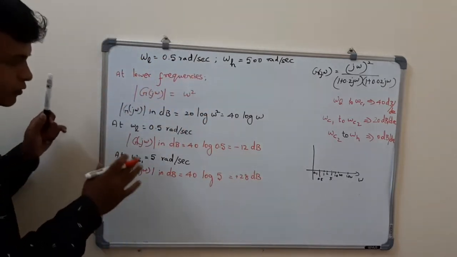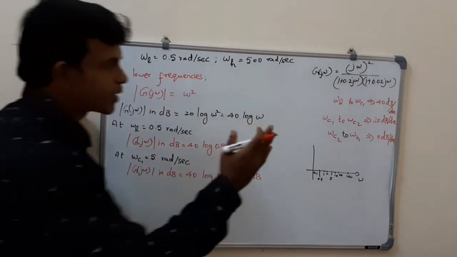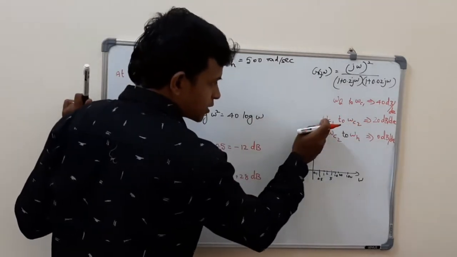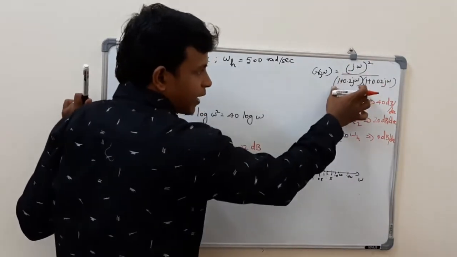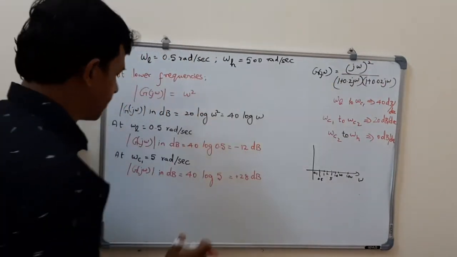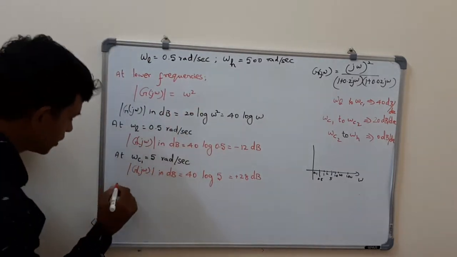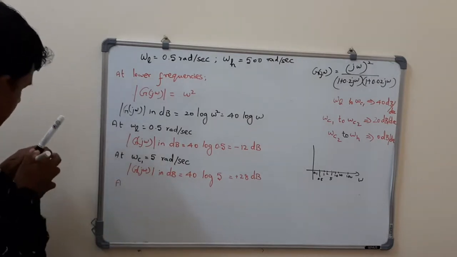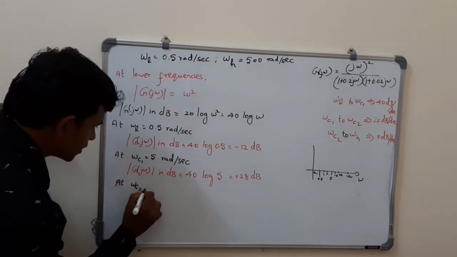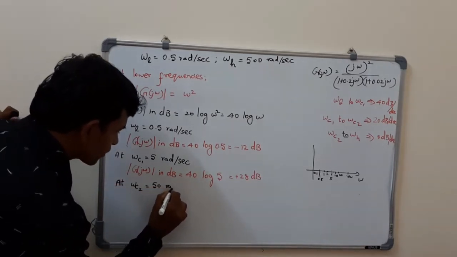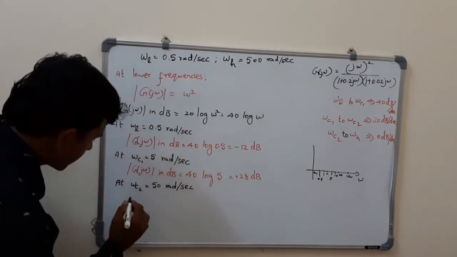Okay. And now the frequency is exceeding the first order frequency omega C1, and from omega C1 to omega C2, not exceeding omega C2, both this derivative factor and this first order factor will have the impact. Okay, so we have a formula to find the value of magnitude at omega C2 equal to 50 radians per second.